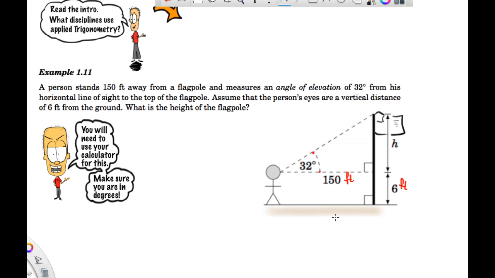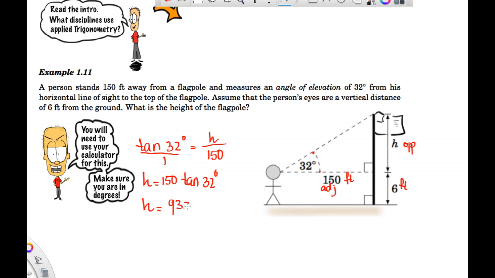Well, let's see what we have. We have an angle, we have an opposite side, and we have an adjacent side. So with this angle, opposite over adjacent is a tangent, right? So the tangent of 32 degrees is the height divided by the 150. So think of this as over 1. So we're going to cross multiply, so that means that the height will be 150 times the tangent of 32 degrees. You'll need to use a calculator on this. Make sure that you are in degrees, and when you do this, you will get 93.7 feet.